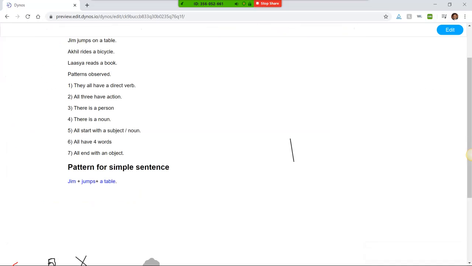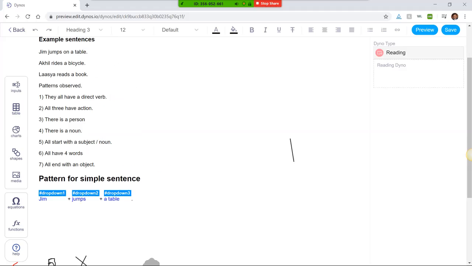So now Jim jumps a table, jumps on a table. So you can say rides. You can replace with anything, right? So technically, this is a sentence. This is a simple sentence. It may not make sense, but grammatically, it's a correct sentence, correct? Yes. Jim eats a book. Jim writes a book. It doesn't make sense, but it's a simple sentence. You got it? So that is a pattern. That is called pattern recognition.